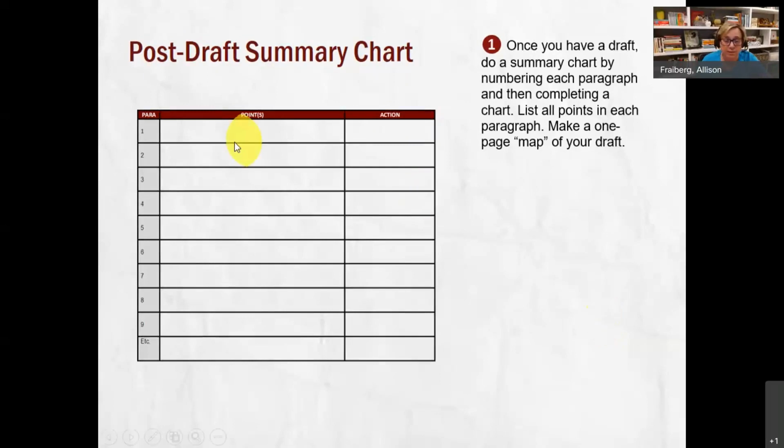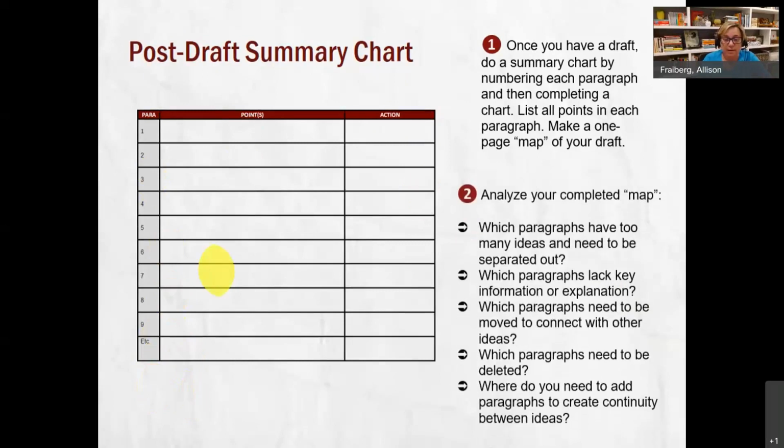So for this case, you take your paper and you number the paragraphs. However many paragraphs you have, you'll have a row for. Then you make a chart like this, and you write down every point in each of those paragraphs that you make. You don't assess them yet. You just write them down. You're drawing a map of your paper. So if you have 3 points in paragraph 2, you just write them down. Don't worry about it yet. Get an accurate map of your paper.